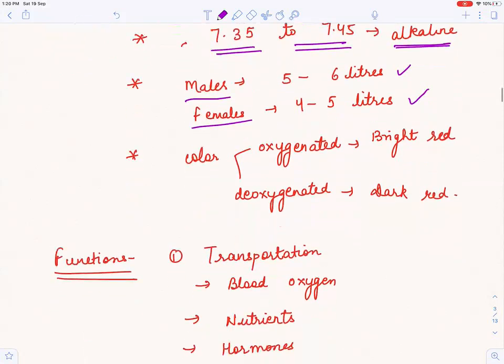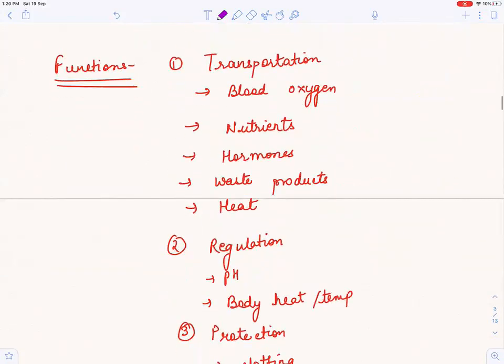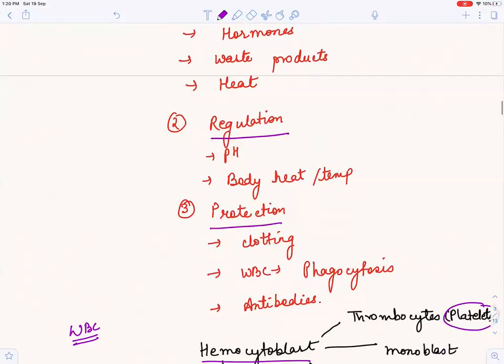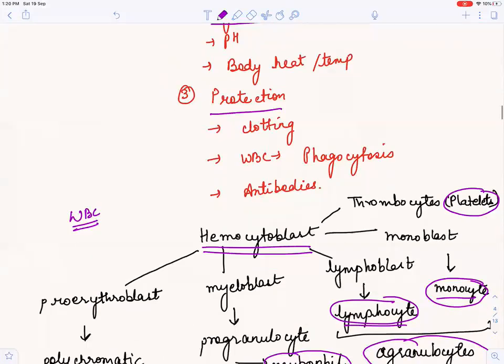The color of the blood in the oxygenated blood is bright red. The deoxygenated blood is dark red, which we have already done in breathing and exchange of gases. The functions of the blood are transportation, regulation, and protection. Then we saw how these are formed, what are the precursors.